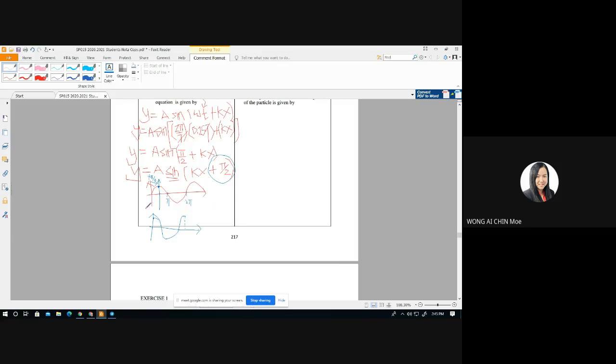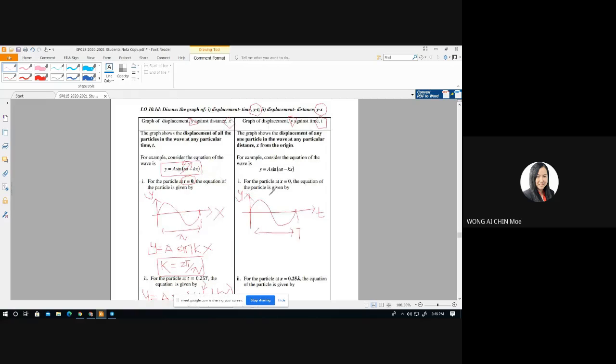So this is almost similar to our cosine graph. If this is the graph of y versus x, then this is our lambda. So our equation we can write as y equals A sine of kx plus pi over 2, or we can also write as y equals A cos kx. Both are the same equation. Okay, next.